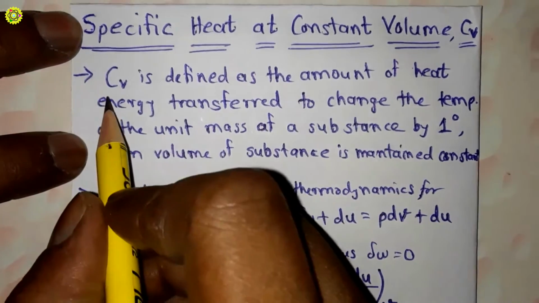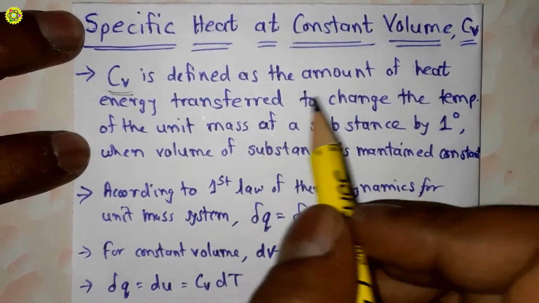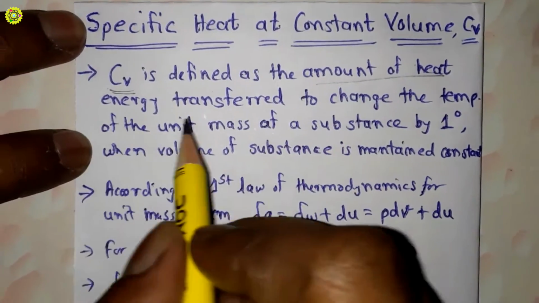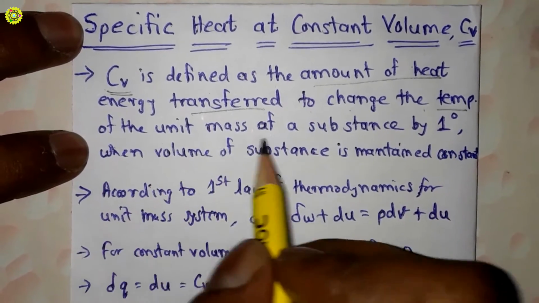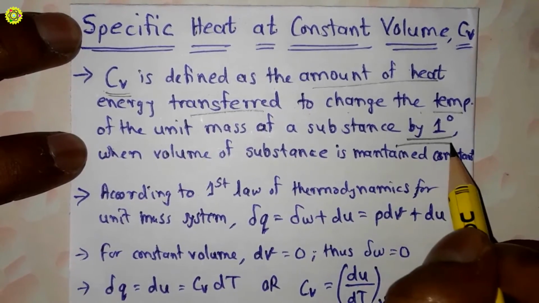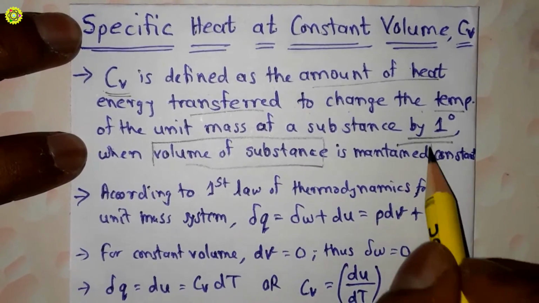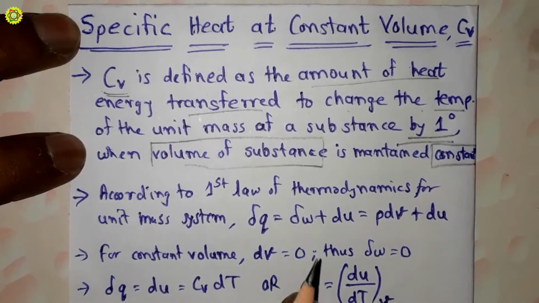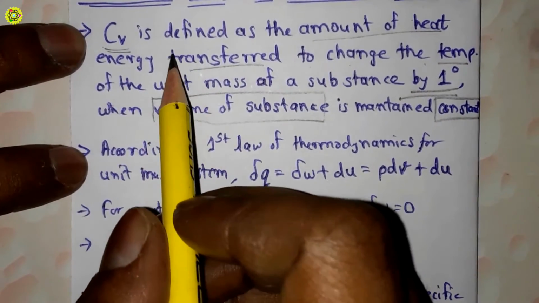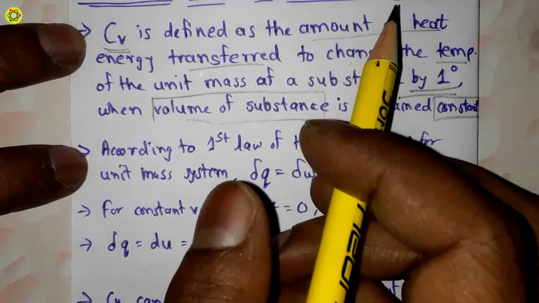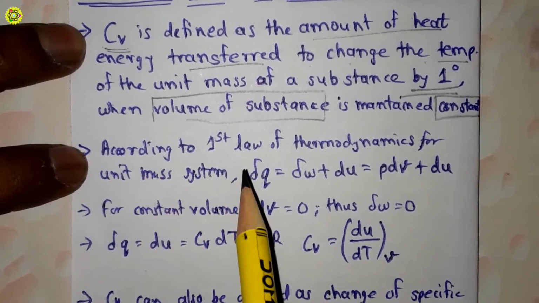Here, specific heat at constant volume Cv is defined as the amount of heat energy transferred to change the temperature of the unit mass of a substance by 1 degree when the volume of the substance is maintained constant. Okay, so this was the definition of the specific heat at constant volume. We will see another definition also after some explanation.